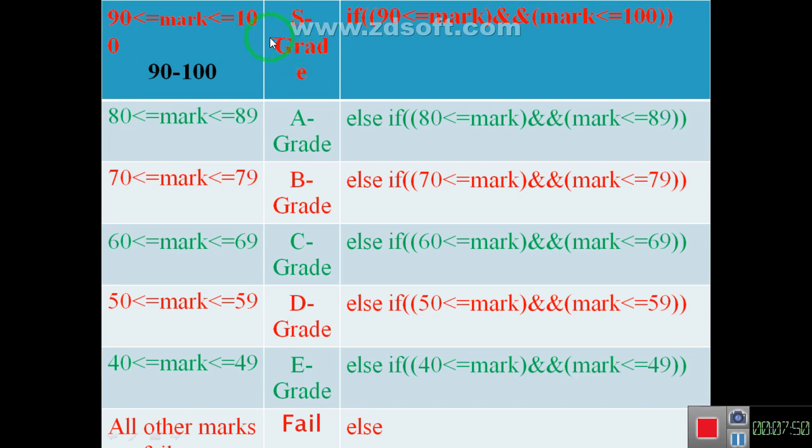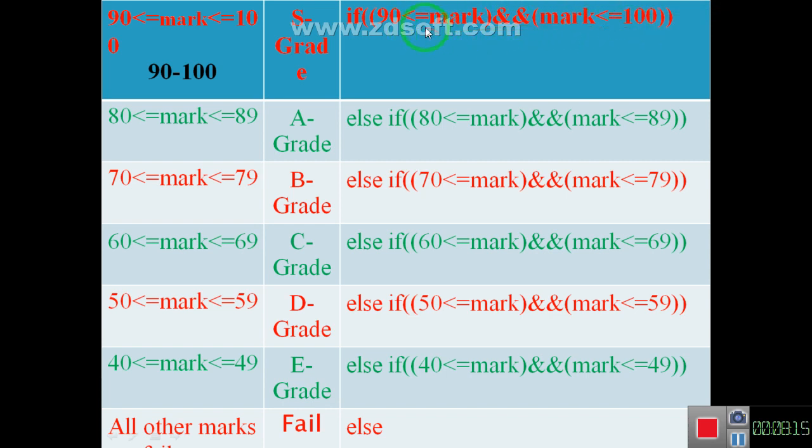If you write the same condition in your program, we write if 90 is less than or equal to mark. Then two ampersand symbols are there, called the logical AND operator. Then the second condition: mark should be less than or equal to 100.